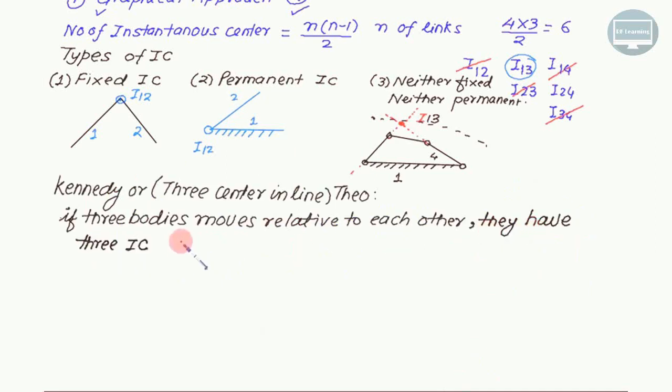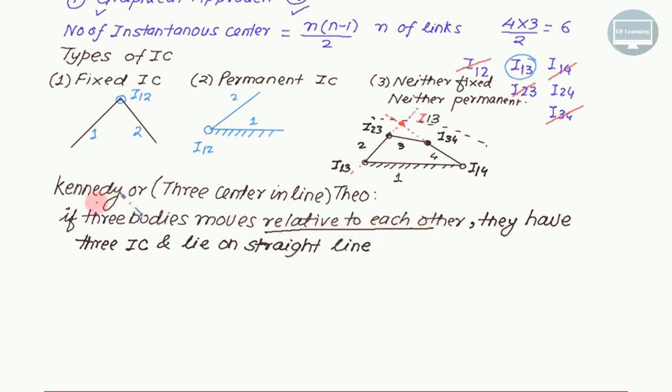Three ICs lie on a straight line. Just come to this one. So are these three ICs on the same line? Are they on the same line? So this is the proof given by the Kennedy theorem. But it must have relative motion. Then only can you apply Kennedy.